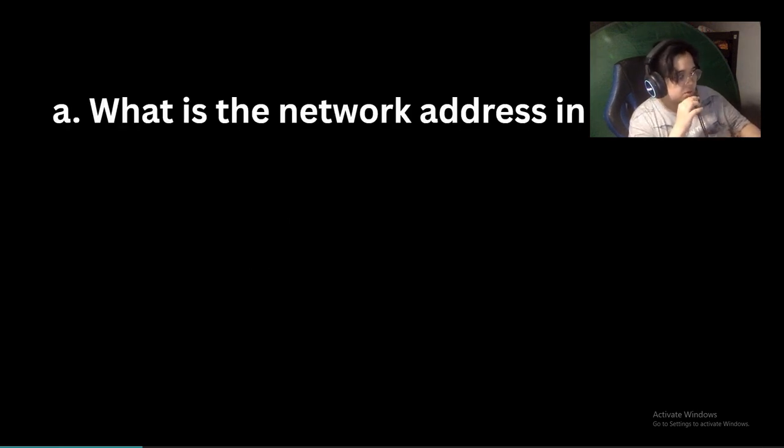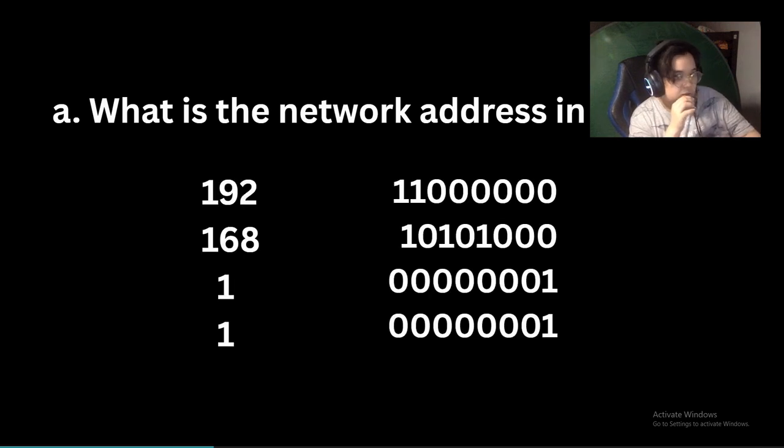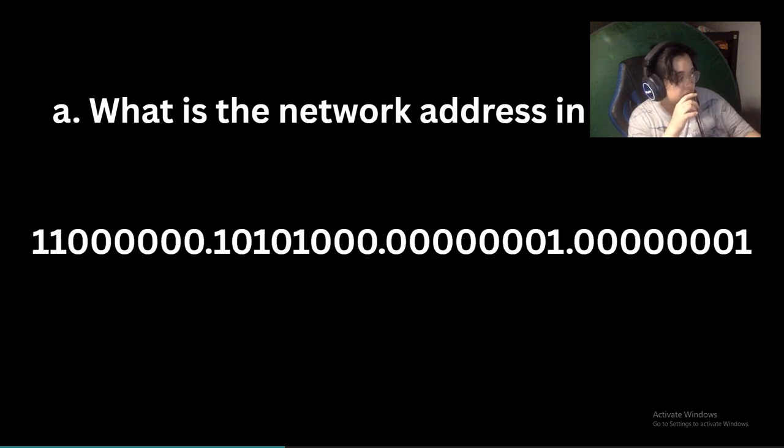For our first question, what is the network address in binary? For the network address 192.168.1.1, we converted each decimal into its 8-bit equivalent, like this on the screen. The result is 11000000. I'm not going to say it all, but each section of the IP address is called an octet and is always represented by 8 bits.